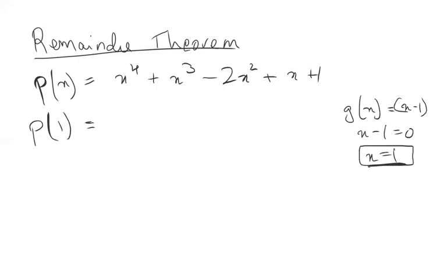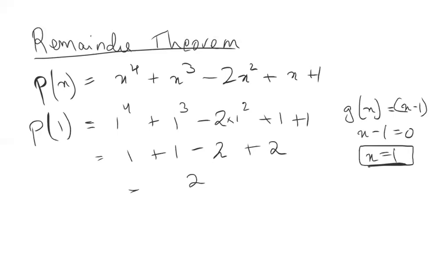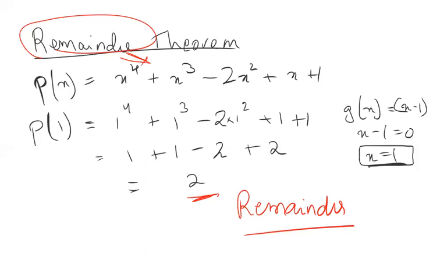So when I put 1 raised to the power of 4 plus 1 raised to the power of cube minus 2 into 1 raised to the power of square plus 1 plus 1, I get 1 plus 1 minus 2 plus 2, I get 2. This is your remainder. And no, that is not a factor of this equation, but they only asked us to find the remainder. So what do you mean by remainder theorem? Find the remainder of this. That's the question. And this is how you find the remainder. They'll give you this. So you just need to put it as 0, get this, put it in each x, and then get the remainder.